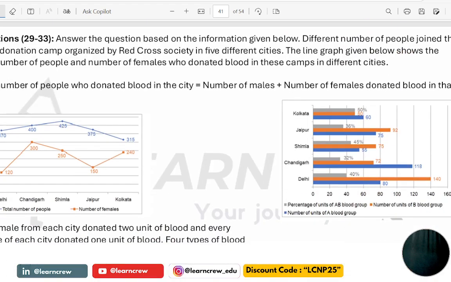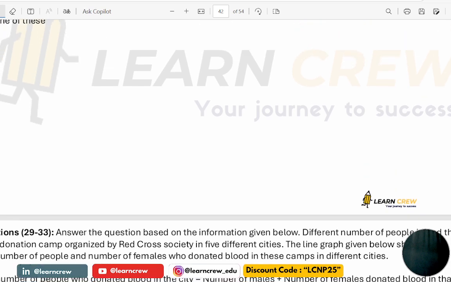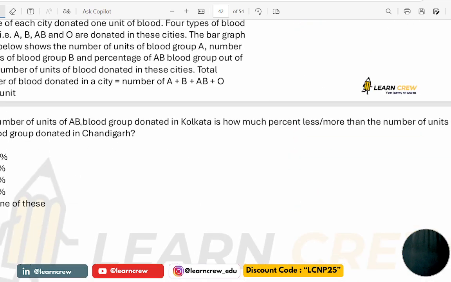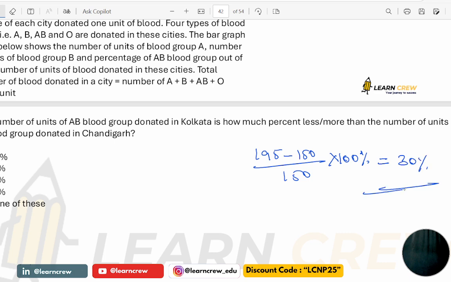Next one, question number 31. The number of units of AB blood group donated in Kolkata is how much percentage more or less than the number of units in Chandigarh? One is 195, the other is 150. 195 minus 150 by 150 into 100. So 4500 by 150, which is 30%. So option 3 is correct.